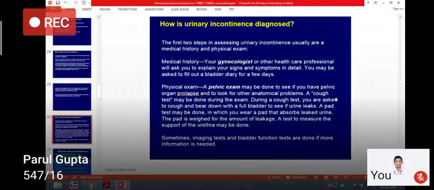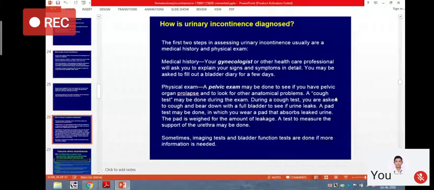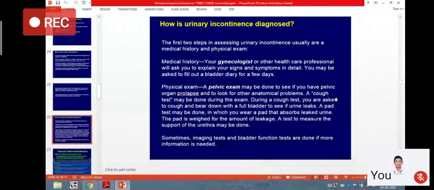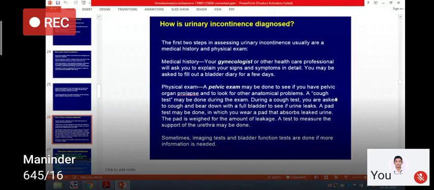and you will ask the patient to maintain a bladder diary for a few days. She should record her fluid input, output, whenever she goes to pass urine, and what activity she is doing. Then comes the physical examination. You have to do the pelvic examination and even the general physical examination and neurological examination to see any abnormality, and pelvic examination to rule out prolapse and to look for other anatomical problems.